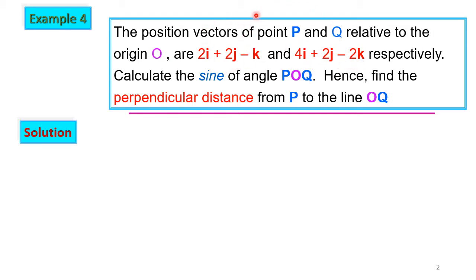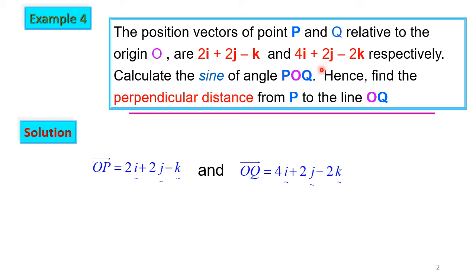So in the first sentence, actually these vectors refer to OP and OQ. So here are OP and OQ from the first sentence. And then calculate the sine. The sine of the angle here means sine theta. So remember the first video regarding the concept: sin theta equals the magnitude of the cross product divided by the magnitude of its components. So here OP and OQ are its components.